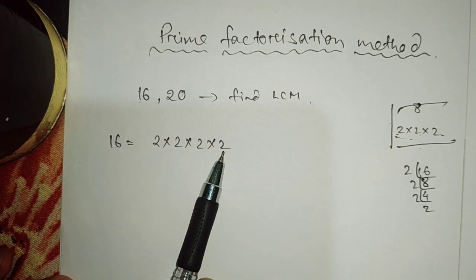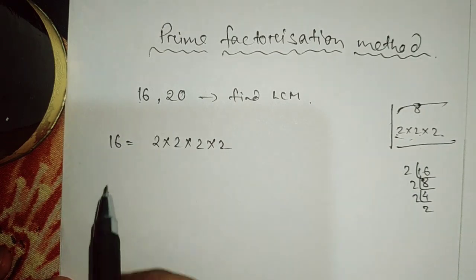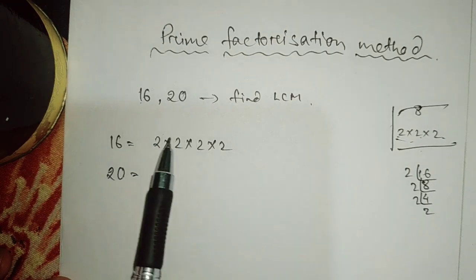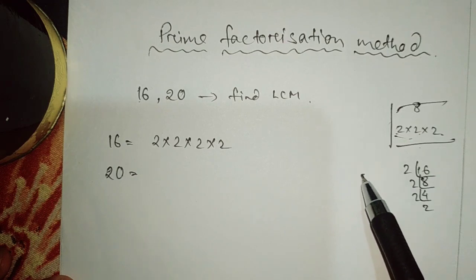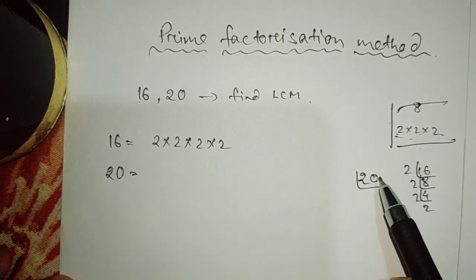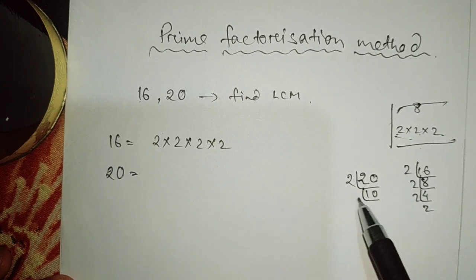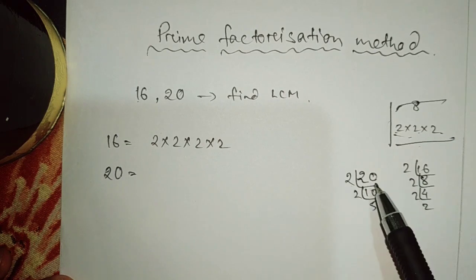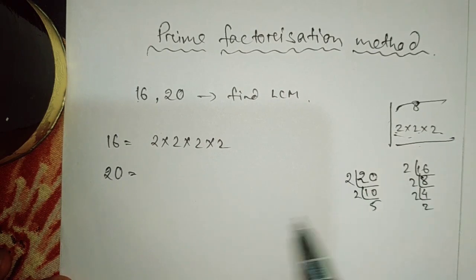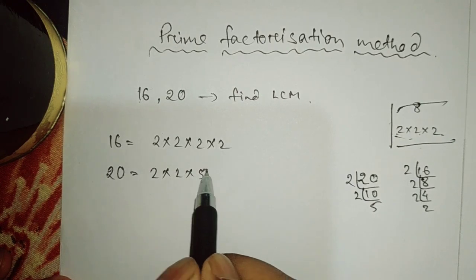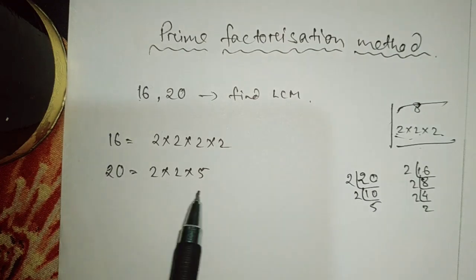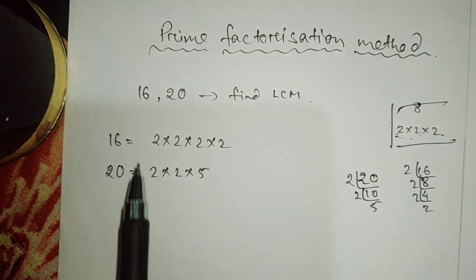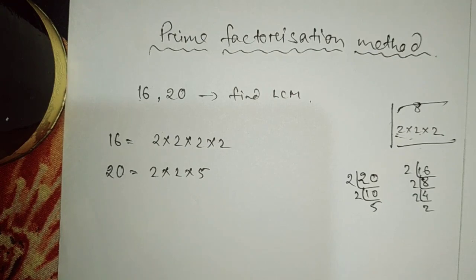Understood this part? Now take 20 as well and write 20 in the form of prime factors. Just take 20 and do its prime factorization. 2 tens are 20, 2 fives are 10. 5 is a prime number, so we'll stop. So the prime factors of 20 will be 2 into 2 into 5. Since the method is prime factorization, we find all the prime factors of the given numbers. This much clear?